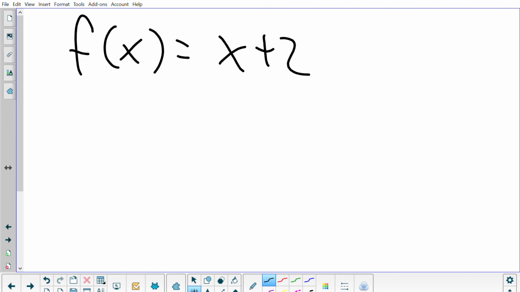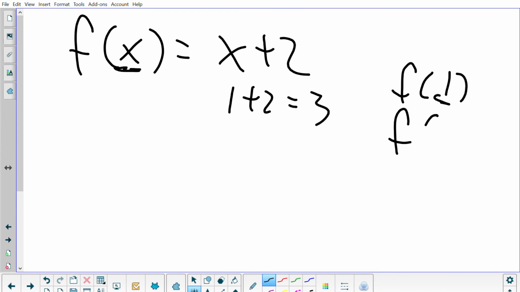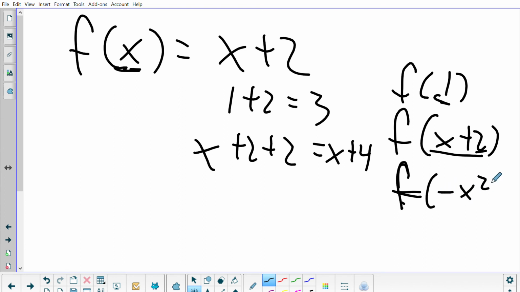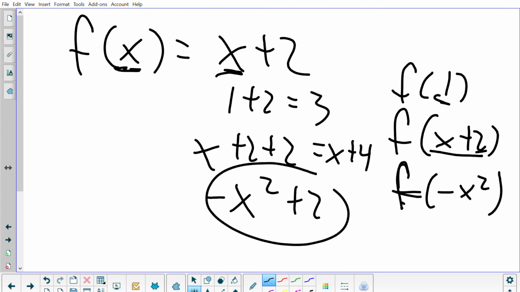All right? Let's say that they give us an equation, x plus 2. Then they say evaluate where f is 1. I'm just going to replace where there's an x with the number. But if they give us something like x plus 2, I'm still going to replace x with my new number. But my new number now is x plus 2 plus 2. So x plus 4 would be my final answer. And then if they gave me something, replace f of x with negative x squared, I would replace x from the original with negative x squared plus 2. And this would be my final answer.